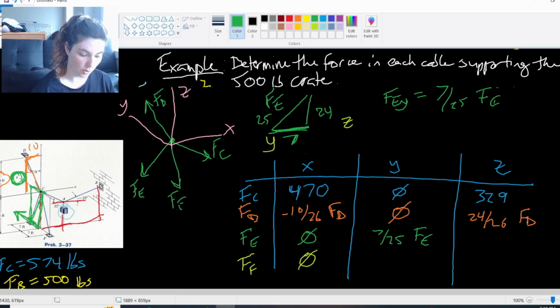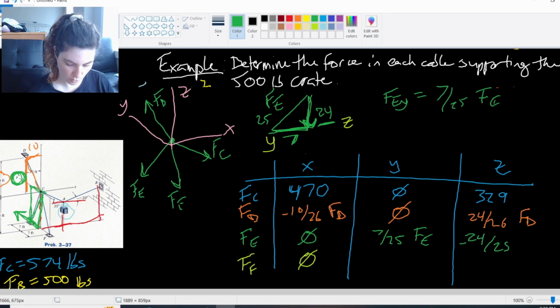Now the z component, it's going in the negative z direction, right? Negative z direction. And it's going to be negative 24/25 FE.